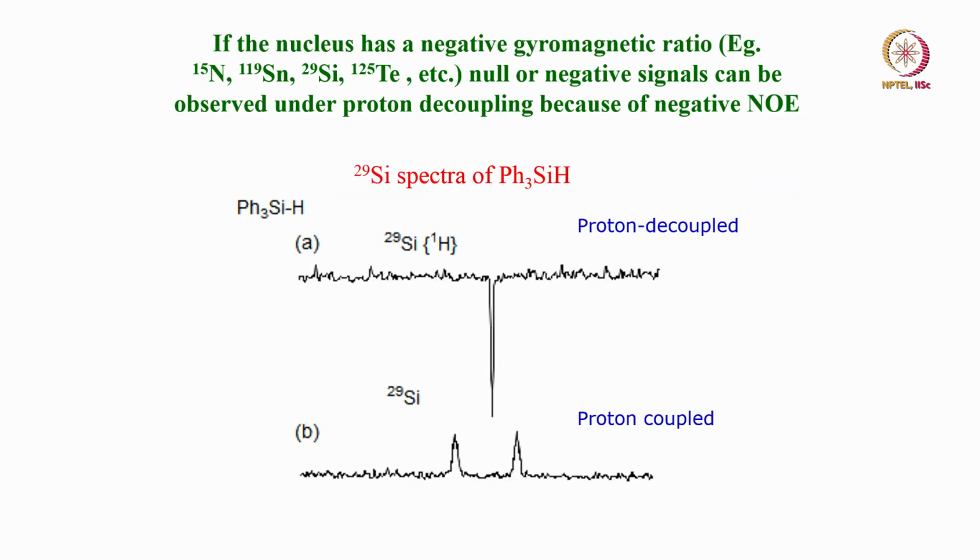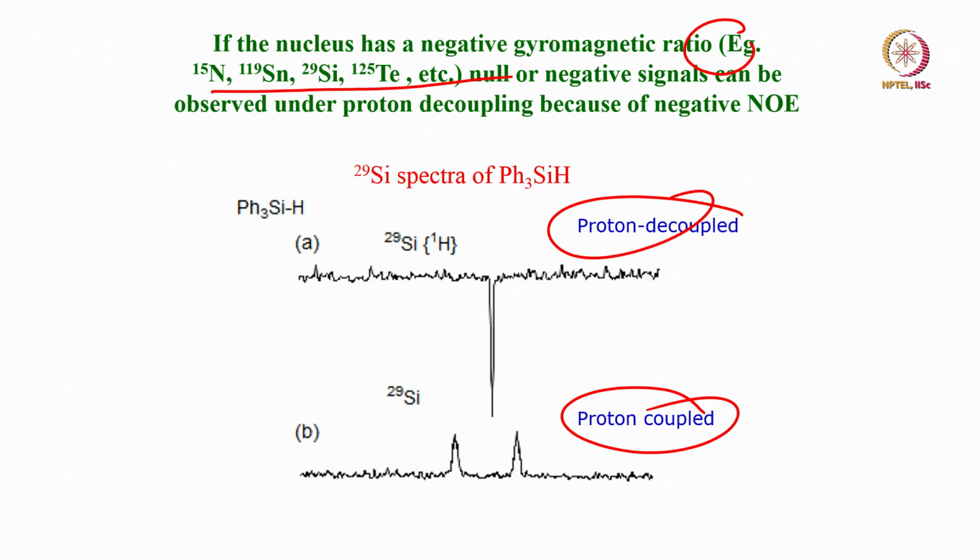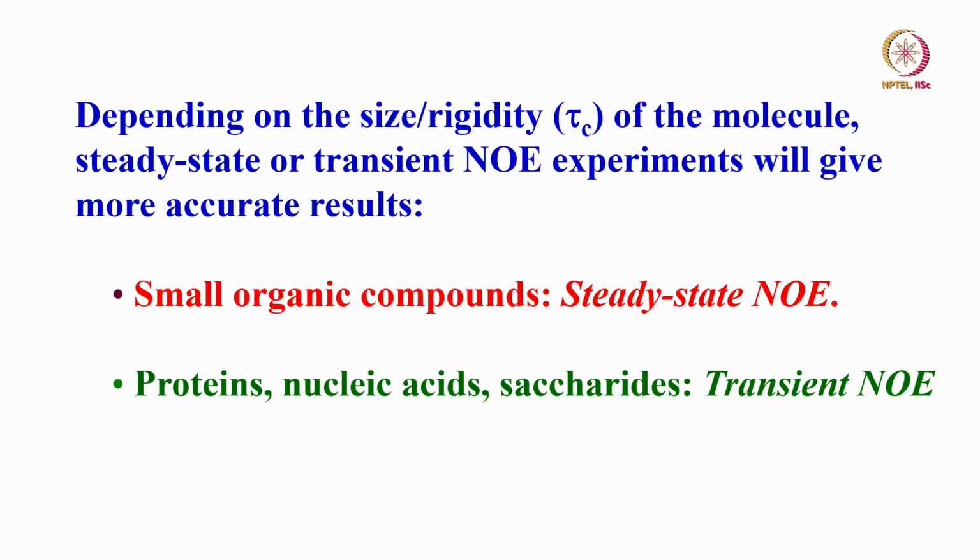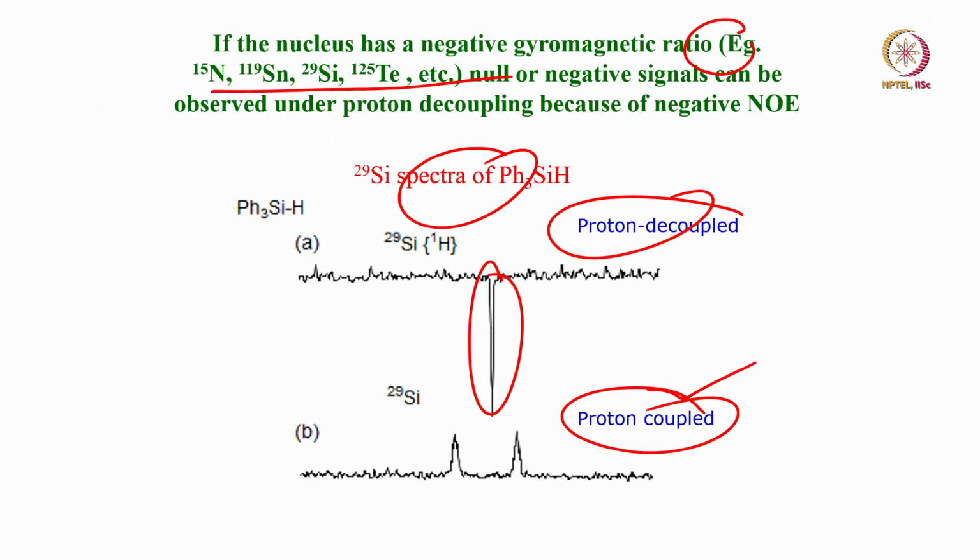And in the spectrum which is taken from some literature, you see if the nucleus has a negative gyromagnetic ratio like some of these nuclei, a null signal can be observed under proton decoupling because of this. An example of a situation like this is a proton decoupled and a proton coupled silicon spectrum. So, here, see when you are decoupling your signal intensity has gone up, when you are coupled signal intensity has come down actually. So, you can get negative sometimes because of negative magnetic moment. So, silicon 29 intensity may even become 0, it may be negative also.